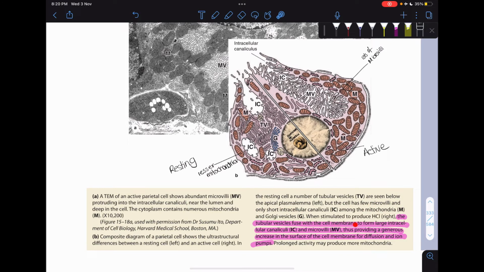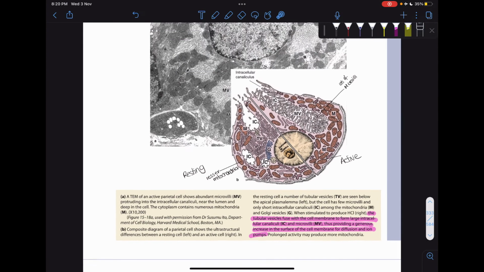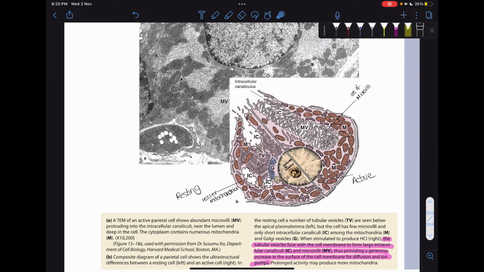And when stimulated to produce the hydrochloric acid, the tubular vesicles, like I said, fuse with the cell membrane and form microvilli to provide a large surface area for diffusion and ion pumps. And the more active, the more mitochondria.